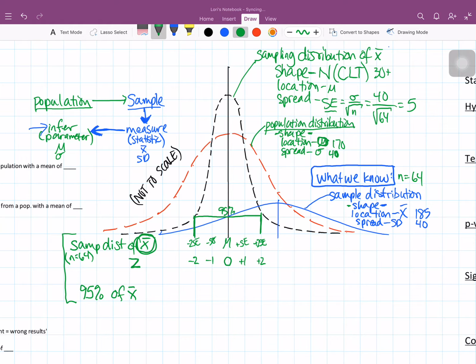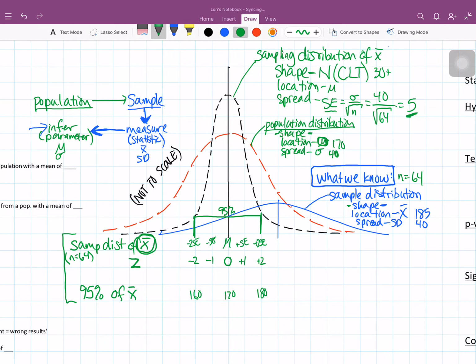Now, if we actually put in the values that we have for our particular example, what we know is that the mean that we're testing is 170. Plus 1, I'm not going to write it on here because I want to leave it empty. 170 plus 1 standard error is equal to 175, and 170 plus 2 standard errors is equal to 180. Minus 2 standard errors is equal to 160.